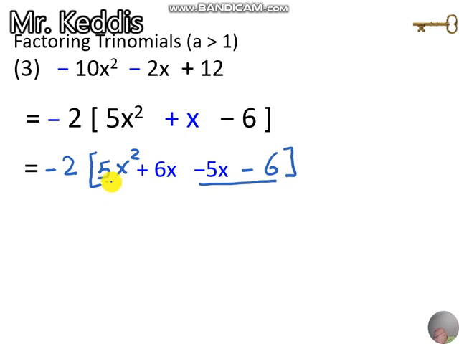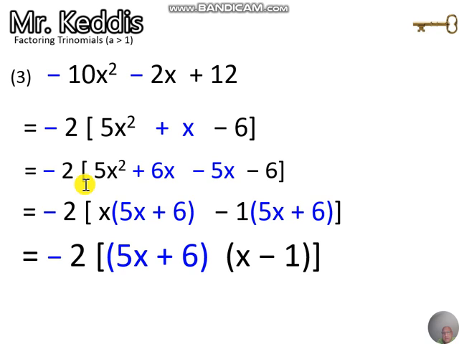You have 5x squared and positive 6x. I take x as a common factor here. I take negative 1 as a common factor here. You have 5x plus 6 as a common factor for both terms. When I multiply by x, I get the first term. When I multiply it by negative 1, I get the second term. And we're done. Please, you can pause and take notes.